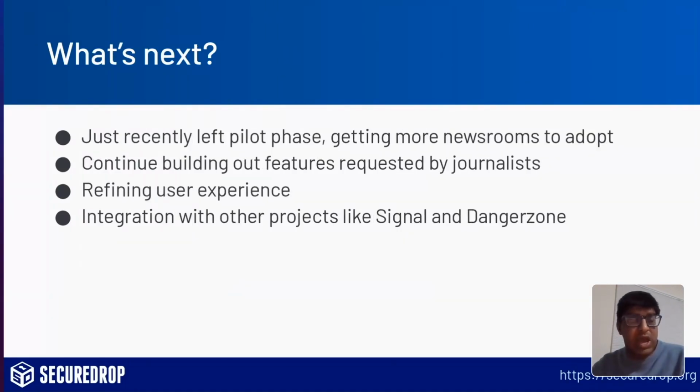So what's next? The SecureDrop Workstation just recently left a pilot phase, and we're currently getting more newsrooms that already use SecureDrop to adopt it. The development team, including myself, are continuing working on building features that were requested by journalists, and we're also refining the user experience. And then, in the future, we'd like to have integration with other projects like Signal and Dangerzone. Instead of just encrypting to USB, it would be nice if you could send a file over Signal or something along this line.